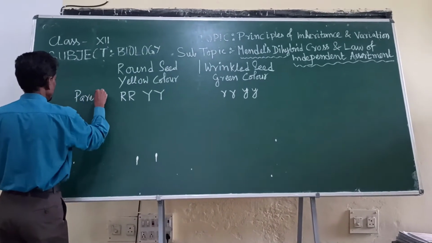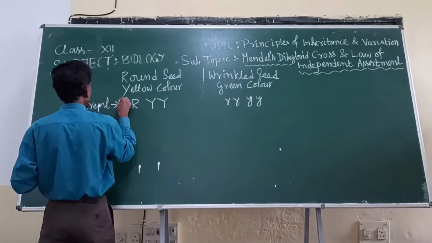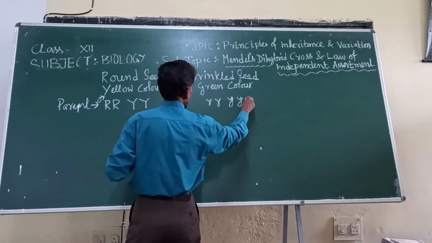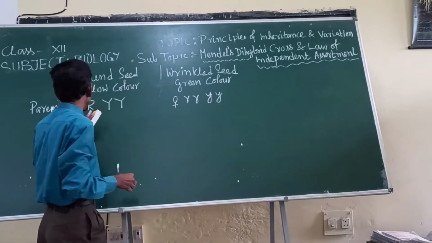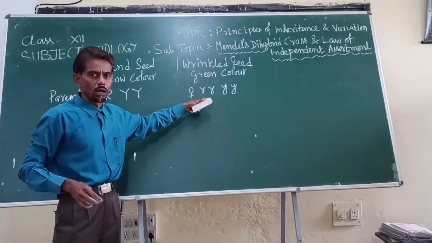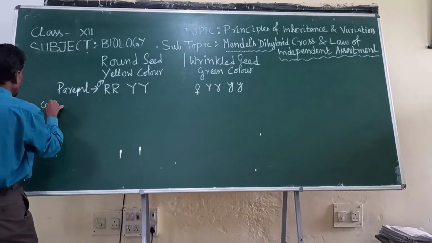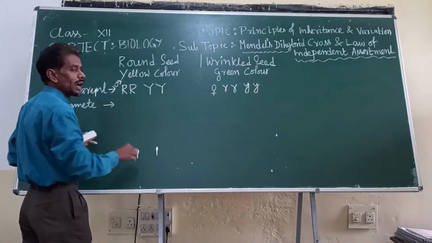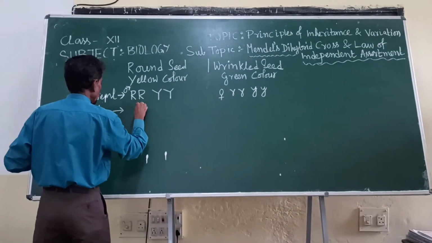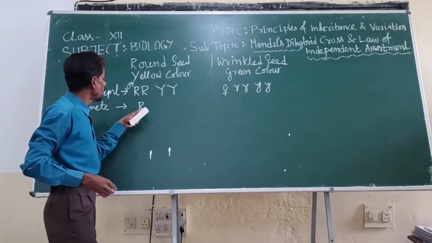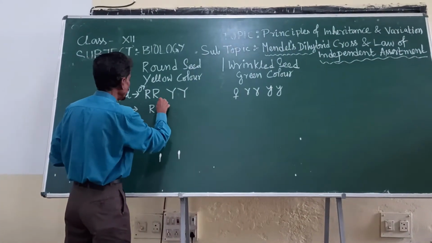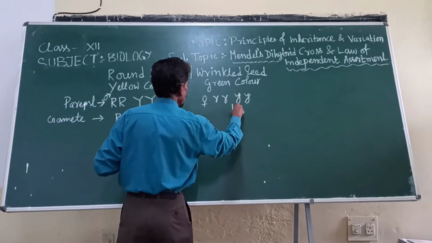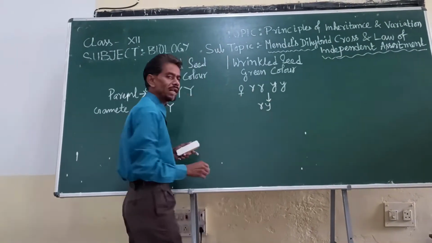Parental generation. So suppose this is the male parent, if we denote it by this symbol, and this is the female parent. That means a male flowering plant with a female flowering plant, when they crossbreed, before that, gametes are produced. So both the capital R, capital R are inserted here. So in the gamete, half of the alleles, that means one R and one Y will come into the gamete. Here, from the female gamete, one small r and one small y will enter into the gamete.